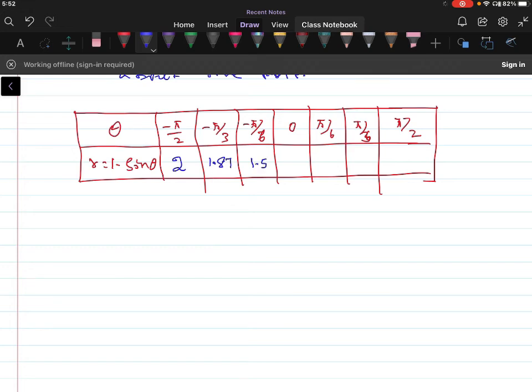When theta is equal to 0, sine 0 is 0, then r is 1. When theta is equal to pi by 6, 1 minus sine pi by 6 value will be 0.5. When theta is equal to pi by 3, 1 minus sine pi by 3 value is 0.13. When theta is equal to pi by 2, sine 90 is 1, so 1 minus 1 is 0.